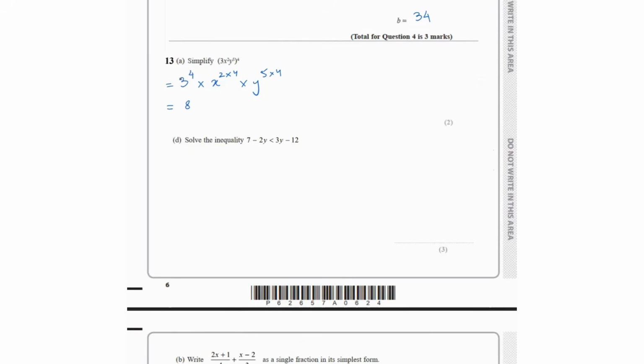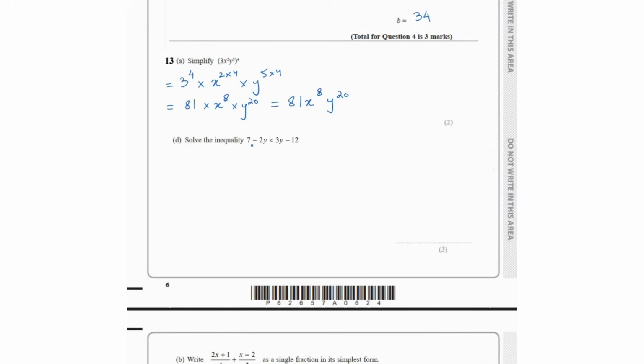3 to the power 4 is 81. 2 times 4 is 8. 5 times 4 is 20. So 81 x to the power of 8, y to the power of 20. That's your simplified answer. Then inequalities are also very commonly coming.